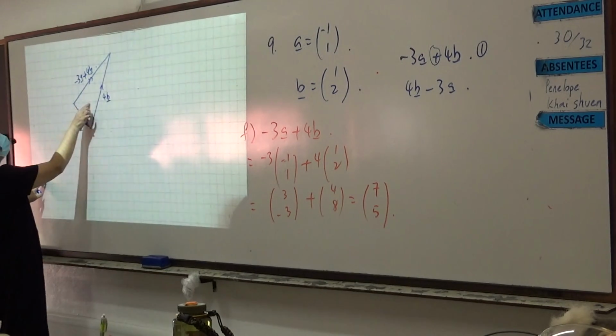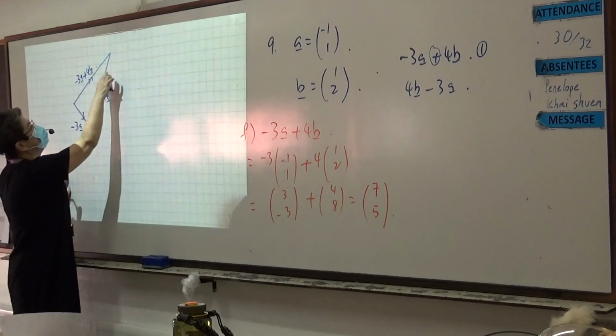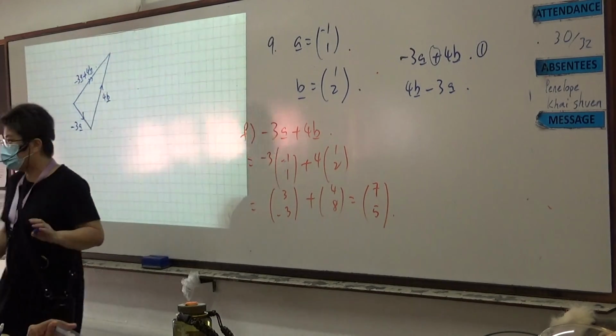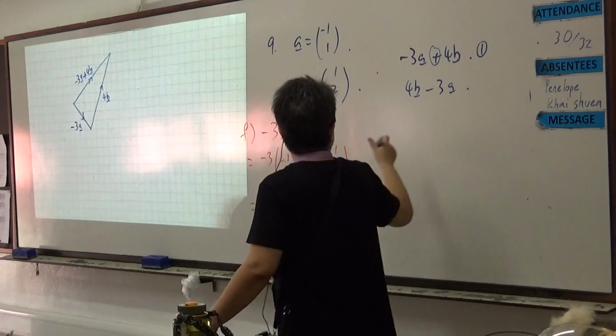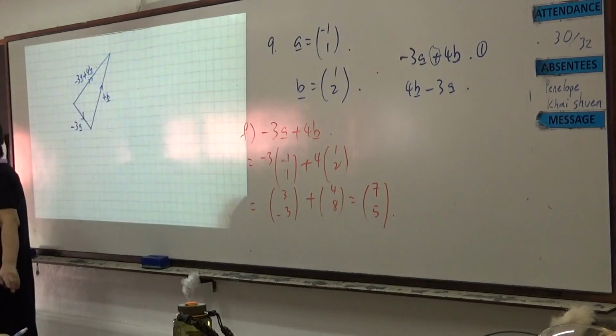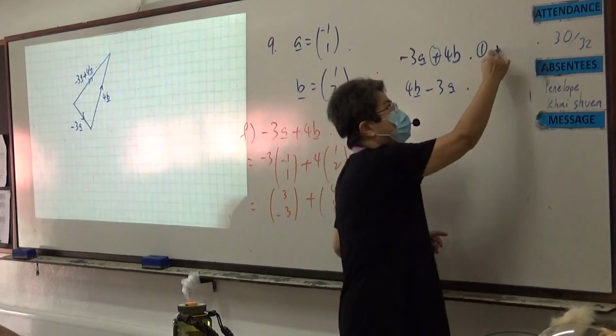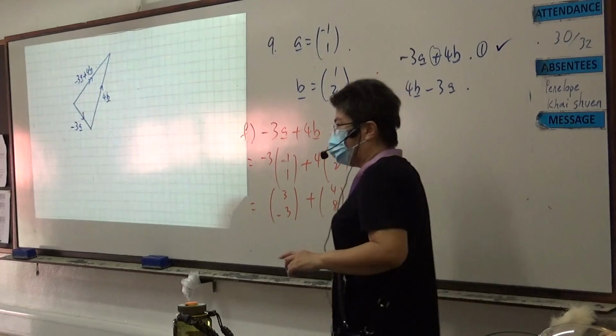Let's check. 1, 2, 3, 4, 5, 6, 7. And 5. 1, 2, 3, 4, 5. 7, 5. So it's correct. Can you see? Okay, can you draw this and write down this as the resultant vector? All of you do case 1 first. All of you do this. Case 1. Draw on your square paper.